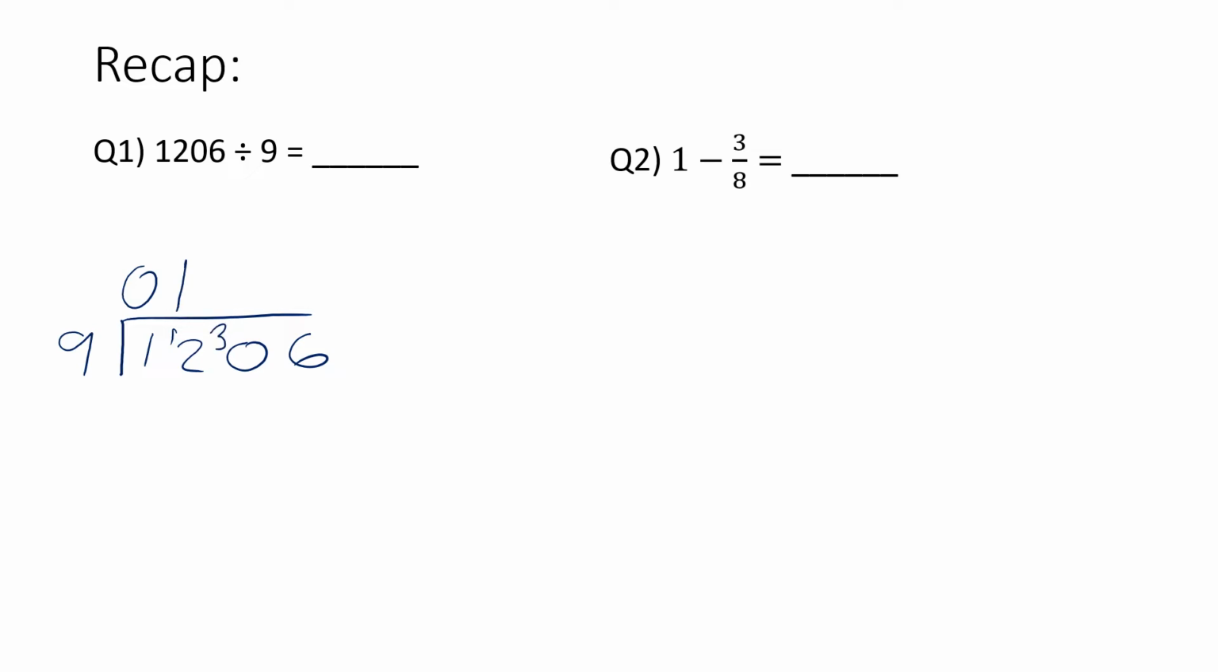How many times does 9 go into 30? It is 9, 18, 27. 3 times, remainder of 3 again, 28, 29, 30. And then how many times does 9 go into 36? 9, 18, 27, 36.